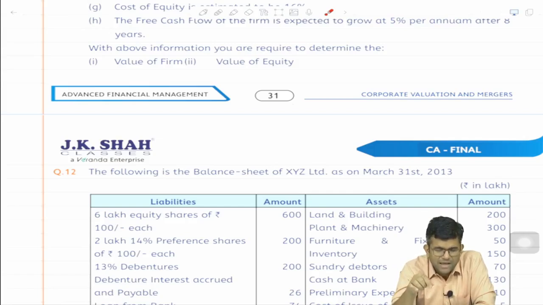But in the FCFF model, you don't do that. In the FCFF model, you don't subtract interest. I hope you are understanding. And therefore, the discounting will happen at KO, and the present value you get is V(F). And to find V(E), you simply subtract V(D). I hope you are able to understand.